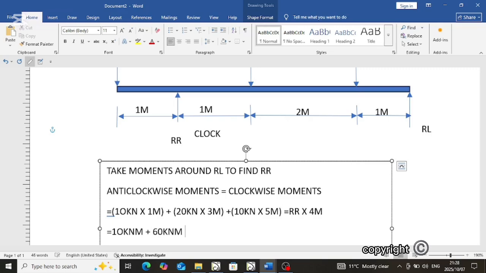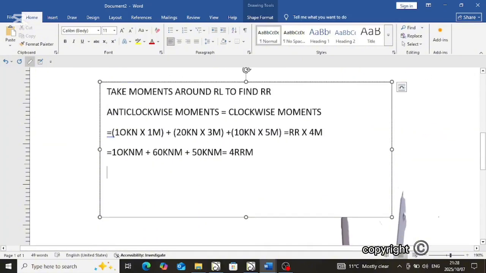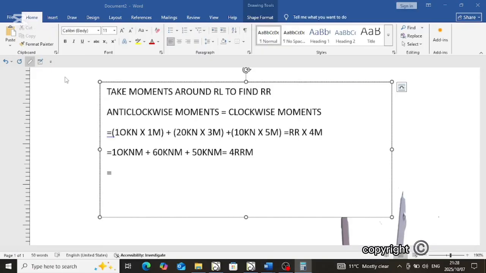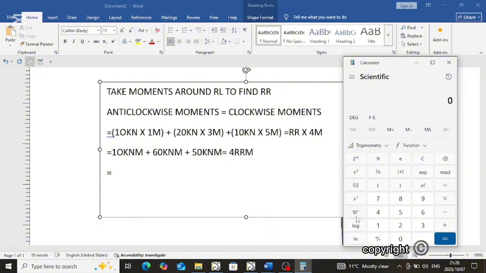So 10 kilonewton multiplied by 1 is 10, plus 20 kilonewton multiplied by 3 is 60, then plus 30 times... sorry, 50 kilonewton meter equals 4 RR. So we add 10 plus 60 plus 50 kilonewton meter. Let's go to the calculator so that we can see.